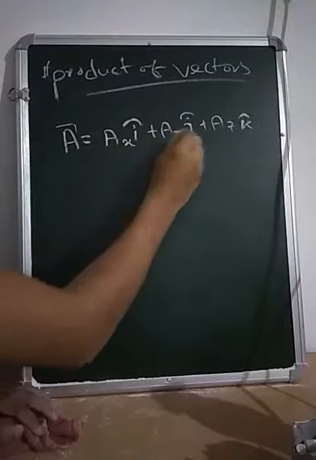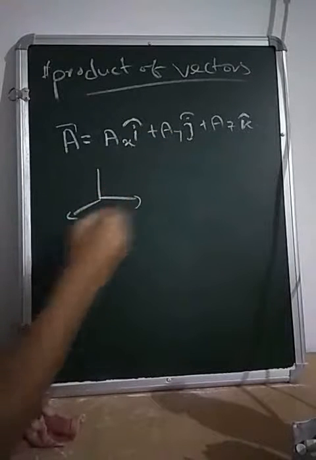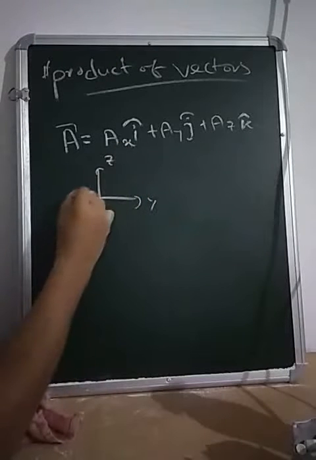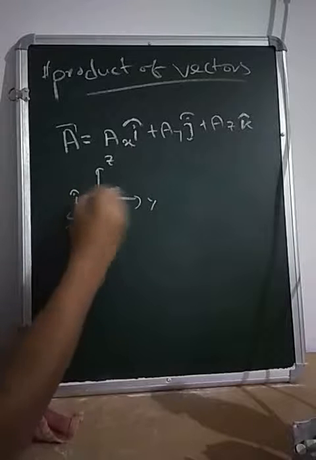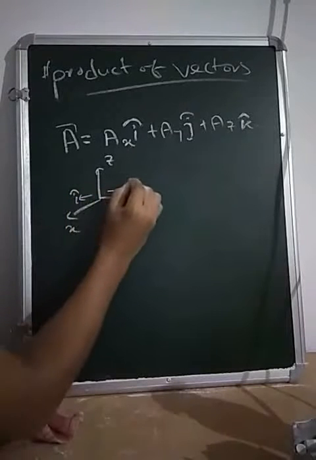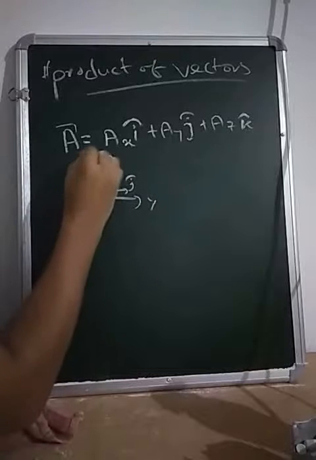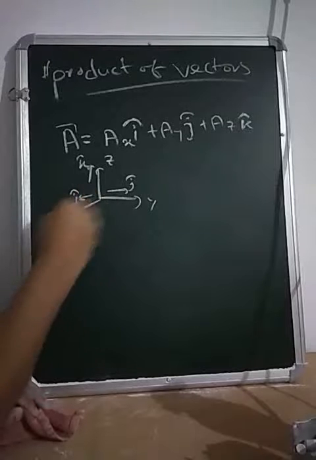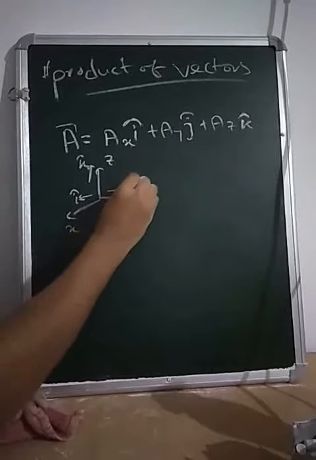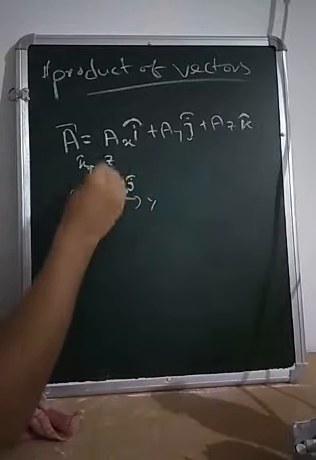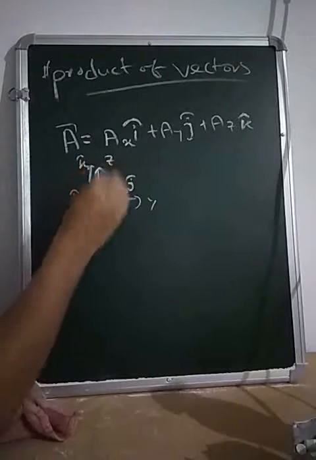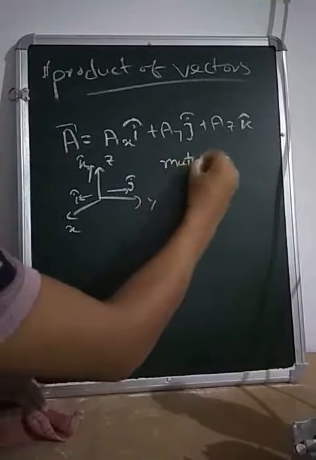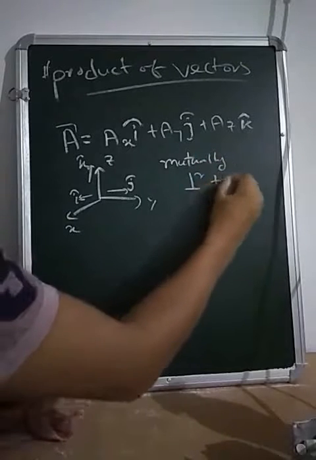And another thing is that i, j and k are mutually perpendicular to each other. Okay, what is the direction of i, j, k? Along the x, y, and z axes. So this is the direction of the i vector, along the x axis. This is the direction of the j unit vector, and this is the direction of the k unit vector. The direction of unit vector i cap is along the x axis, j cap is along the y axis, and k cap is along the z axis. So i, j, and k are mutually perpendicular to each other.